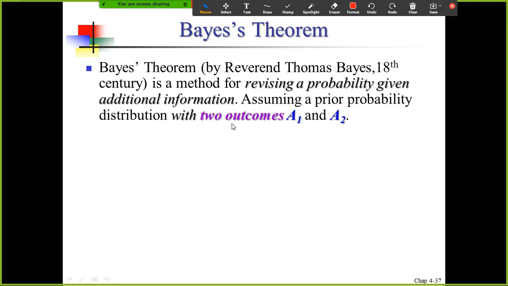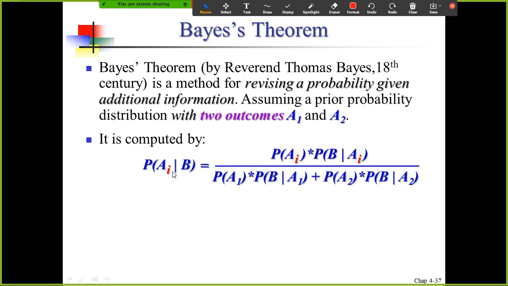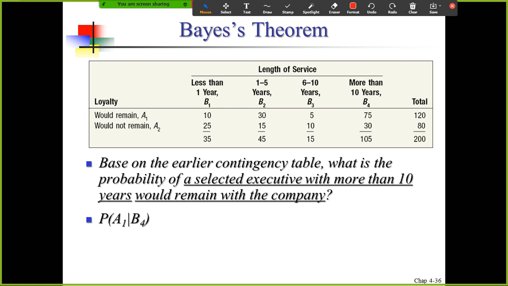With two outcomes A1 and A2, it is computed by this formula. I put B, not B1, B2, B3, because B is what we want to study. Based on the table we have B up to 1, 2, 3, 4. But in our question, executive more than 10 years, so we take only B4. We don't care about B1, B2, or B3. That's why in our formula we write this one.